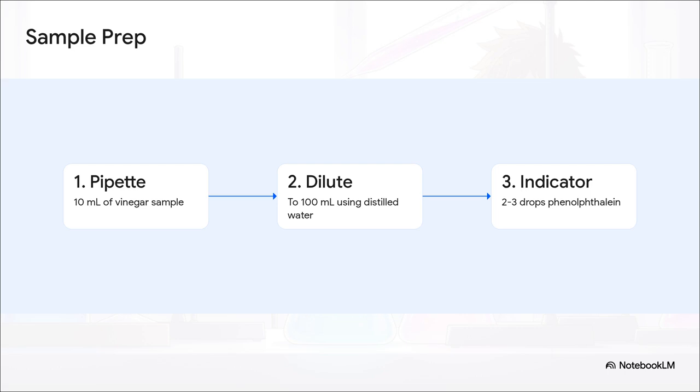So, step 1, we pipette exactly 10 milliliters of our sample. Step 2, we dilute it in a volumetric flask up to 100 milliliters using distilled water. Diluting it ensures a precise, manageable reaction. And finally, step 3, we add 2 to 3 drops of that phenolphthalein indicator to our working sample.